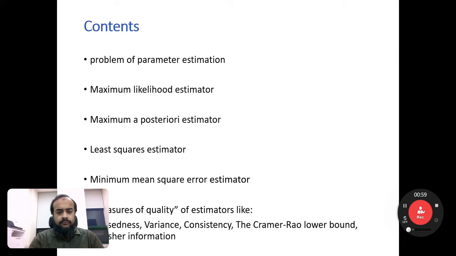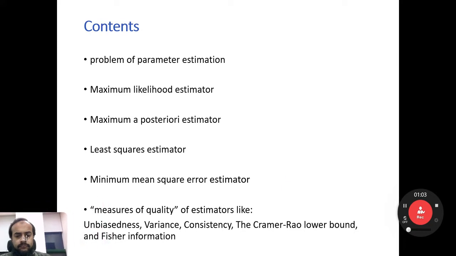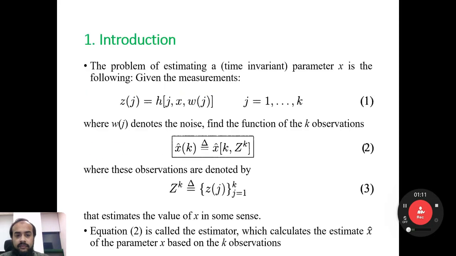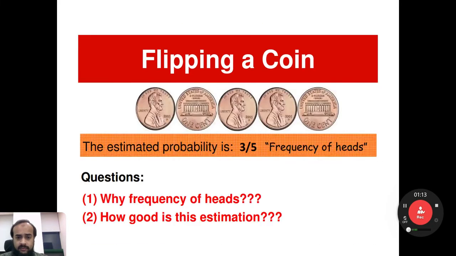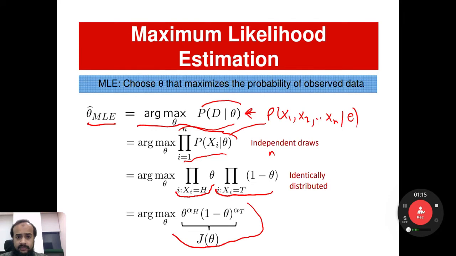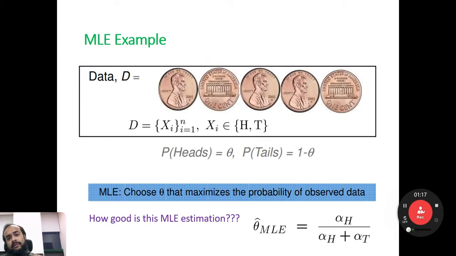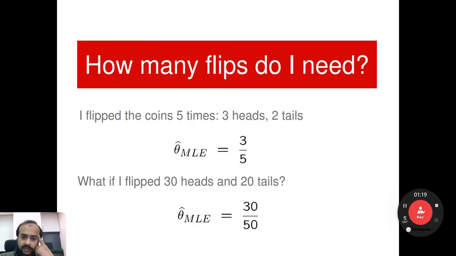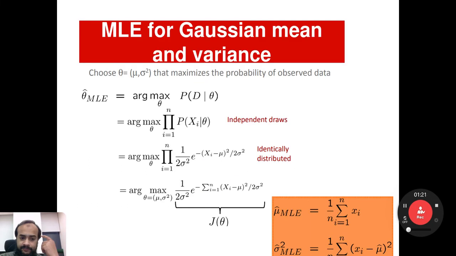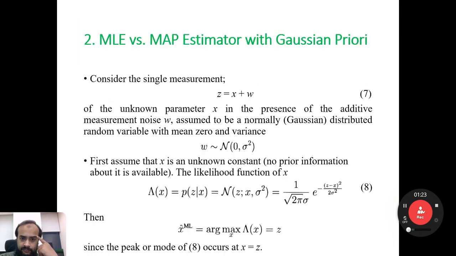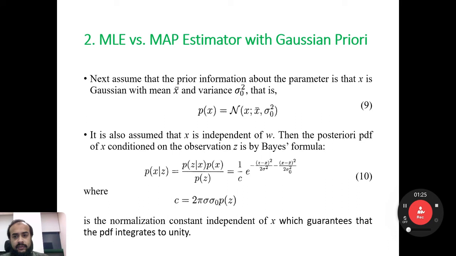measures of quality of estimators, like unbiasedness, variance, consistency, the Cramér-Rao lower bound and Fisher information. As we have covered all these things, the maximum likelihood and maximum a posteriori estimation, we also study this slide.